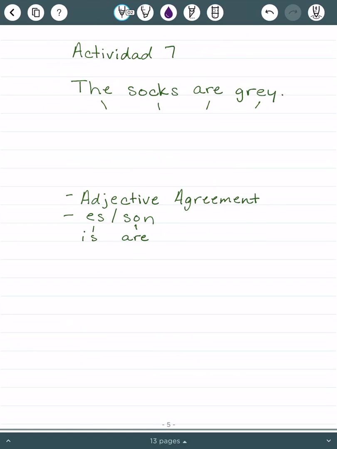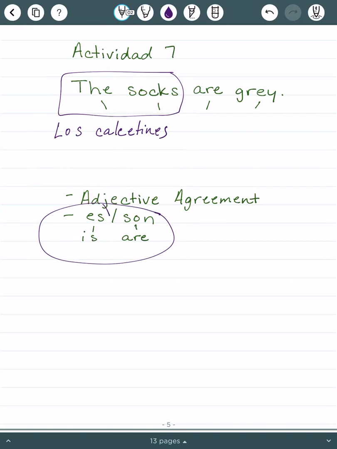All right, moving on. Activity 7. For activity 7, they want you just to translate the sentence. So the socks are gray. Pretty simple. The socks, if you look on your vocab list, it says los calcetines. And I've got a little reminder here for you. S, R is son. So here I'm saying are, son. And then the word for gray, gris.